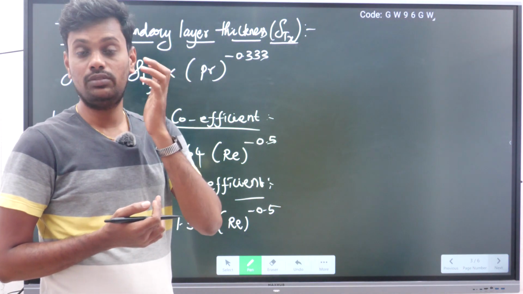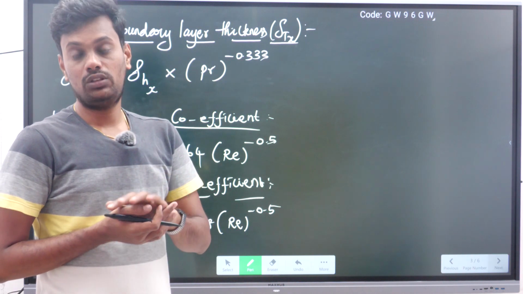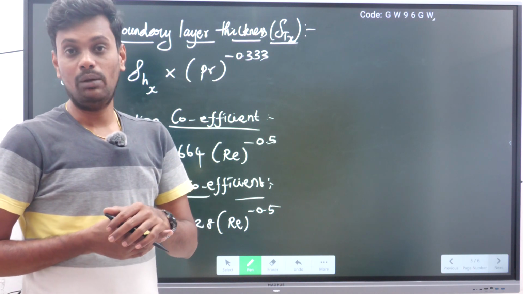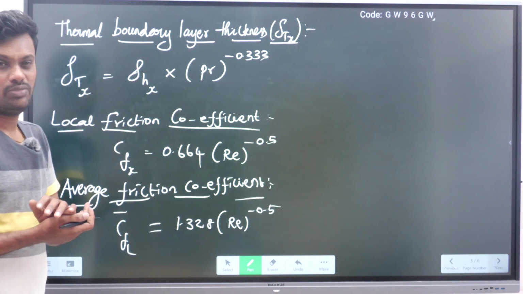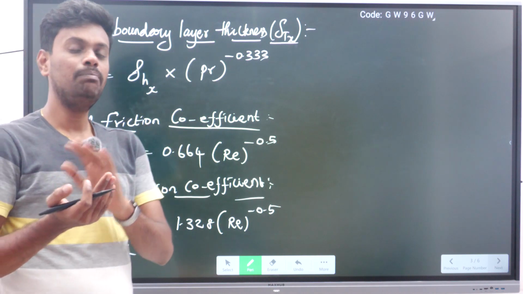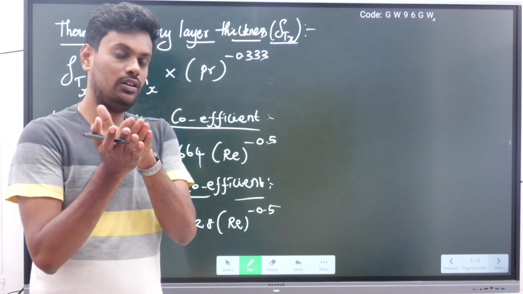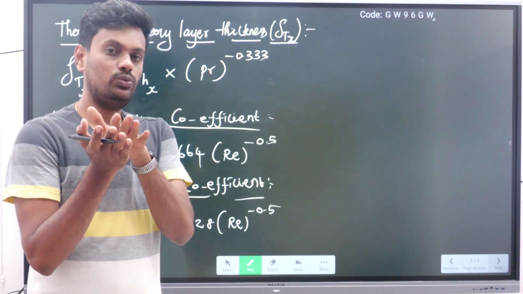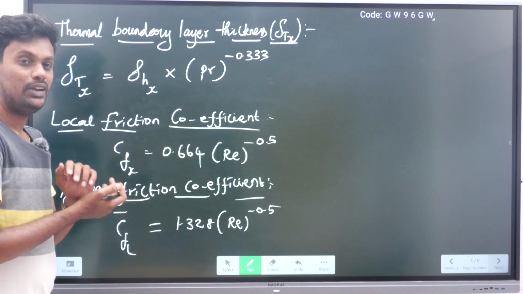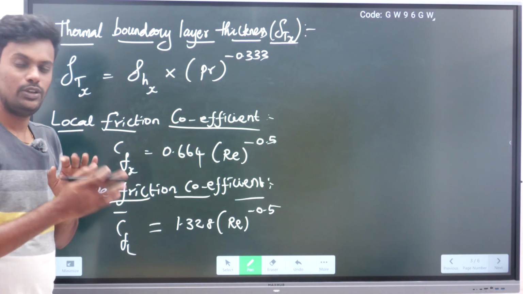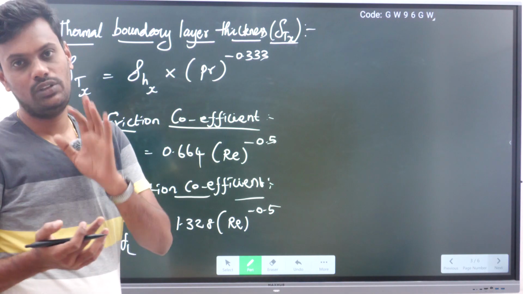So the Prandtl number is one of the important dimensionless numbers which links both the velocity boundary layer and the thermal boundary layer; that we will discuss later. Next one, local friction coefficient. When the fluid is moving, there will be some friction between the fluid layer and the surface of the solid. That friction coefficient, Cfx for a flat plate, is 0.664 Reynolds number power minus 0.5. You just see the formula, no need to mug up. That kind of thing they will give in the question.